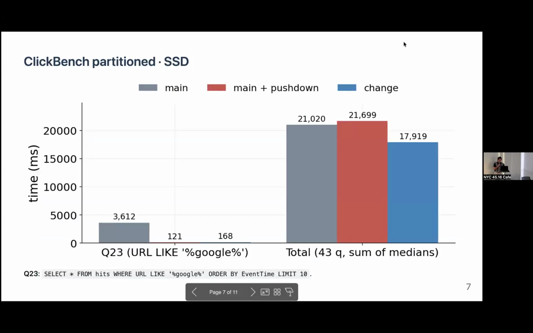So the rest of the talk is going to focus on results. So I have essentially three categories I'm going to be comparing. Main, DataFusion main with default settings, which is pushdown off. DataFusion main with pushdown on, and this change.